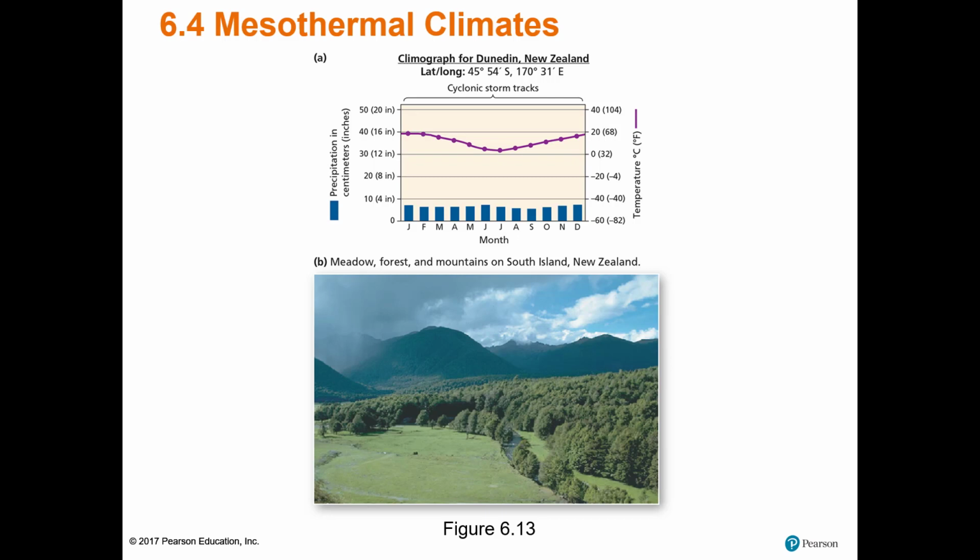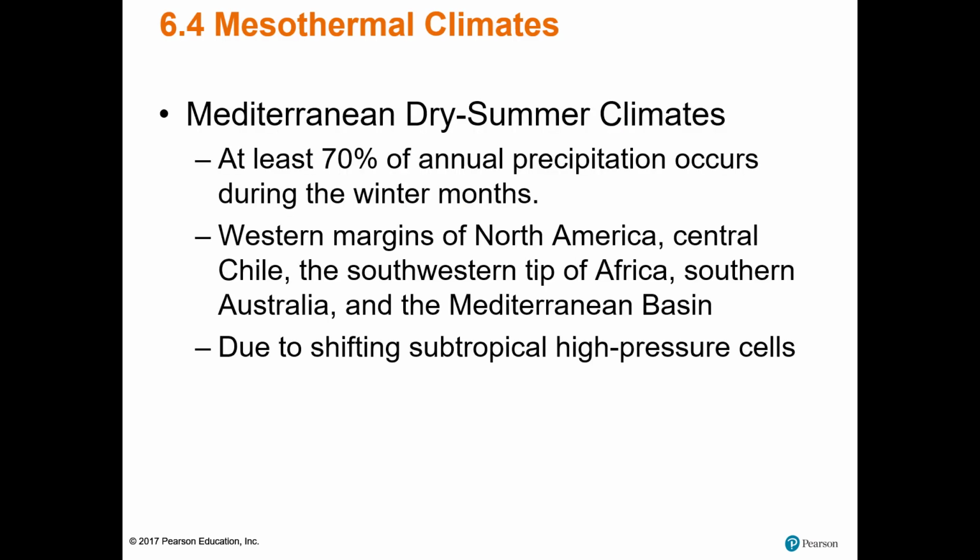So New Zealand is in the southern hemisphere. Their seasons are opposite of the northern hemisphere. And then a representative meadow, forest, and mountain on South Island in New Zealand is shown.